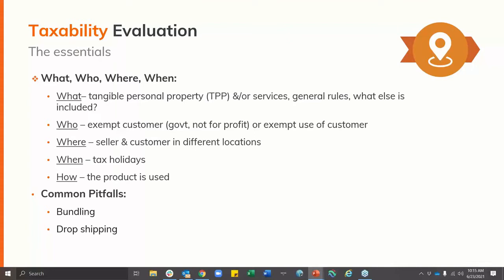One is called a bundled transaction. In a bundled transaction, you are selling tangible personal property and you are also bundling a type of service with it. When you bundle those things together, based on how you invoice them, it could turn a non-taxable transaction into a taxable transaction very quickly.